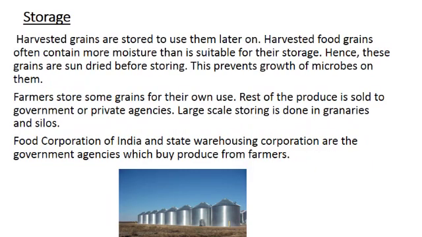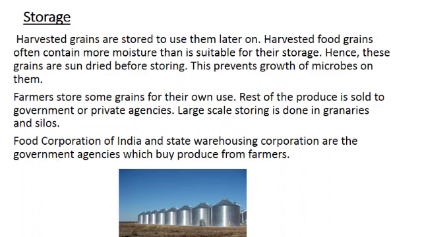After harvesting, the next step is storage. Now we have to store the crops as they are used for the whole year. Harvested fruit and grains have moisture in them, so that is harmful as it can produce microorganisms on the crop and damage the produce. So these grains should be sun dried before storing. This prevents the growth of microorganisms on them.